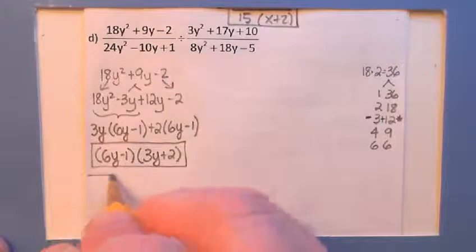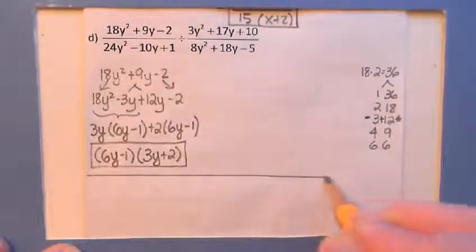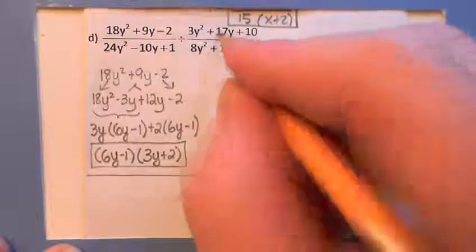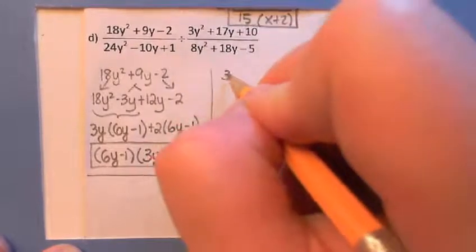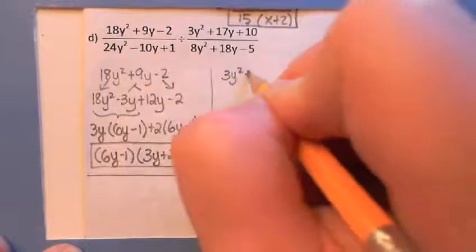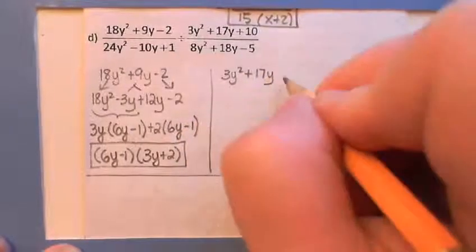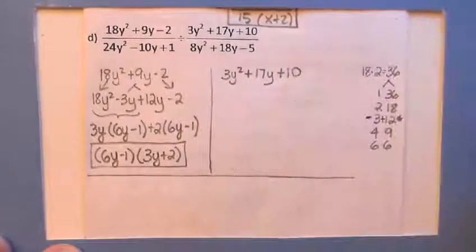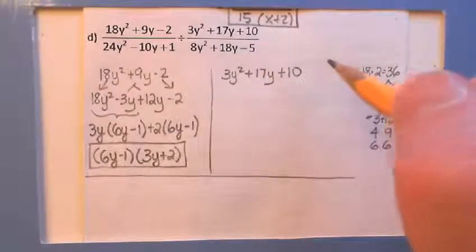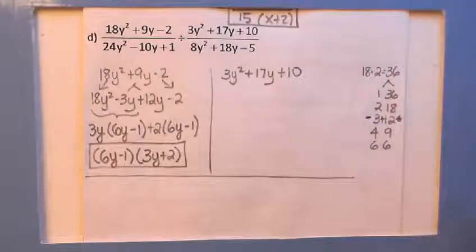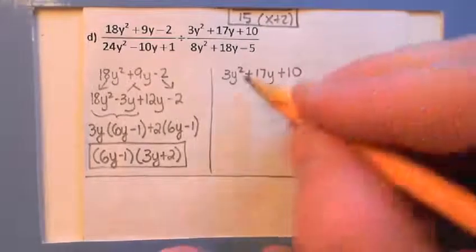Alright, so let's draw a line right here, and let's do the next one. So I'm going to write 3y squared plus 17y plus 10. Ask yourself, can I factor anything from all three? No. Can I use special factors? No. So that means I'm going to do 3 times 10.